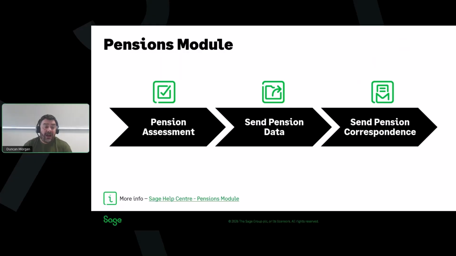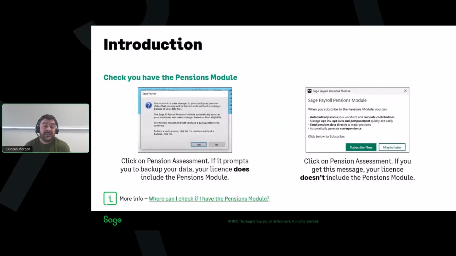Now, at this point, you might be wondering whether or not you have the pensions module and whether that's included in your subscription or license. And there is a pretty simple way to check if you've got it. So if you try to access any of the pensions module options, such as the pension assessment, if you don't have it included in your license, you'll see the message on the right-hand side of this screen asking for you to subscribe.